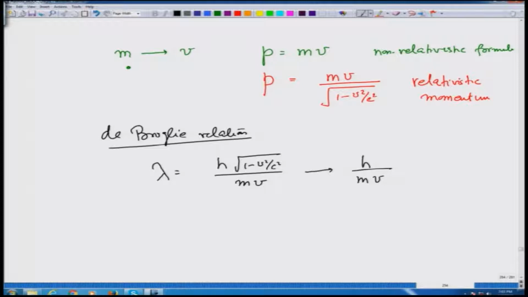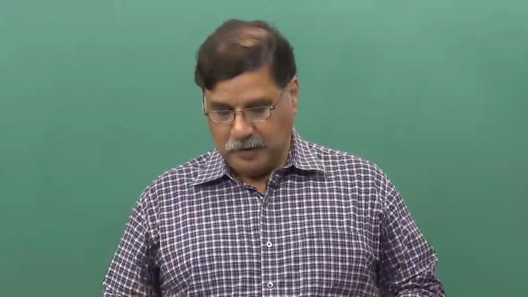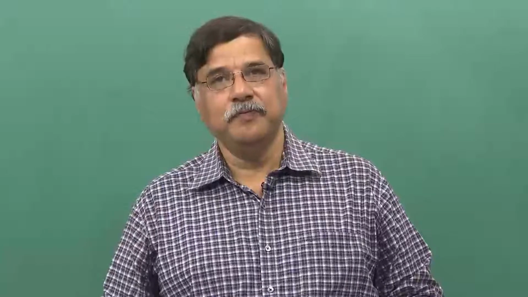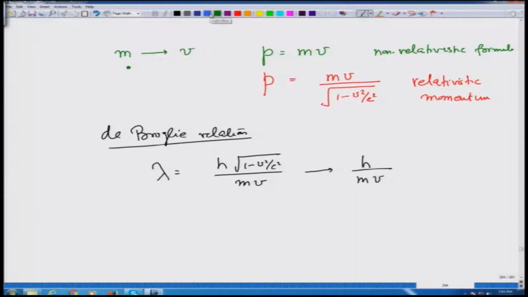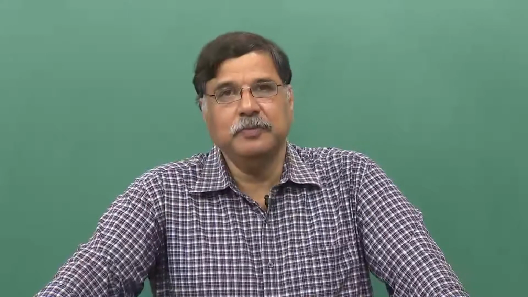This is a proposal. This cannot be derived, cannot be obtained from any other equation, but it is a fundamental equation. It is that particles have this wave associated, which has a wavelength h by mv. So, anybody who says that we are deriving this result, it cannot be derived. The only way to establish this is to verify the formula experimentally. And if it comes out true experimentally, then you know it is a relationship which is true.